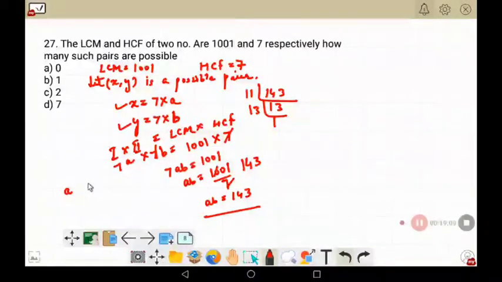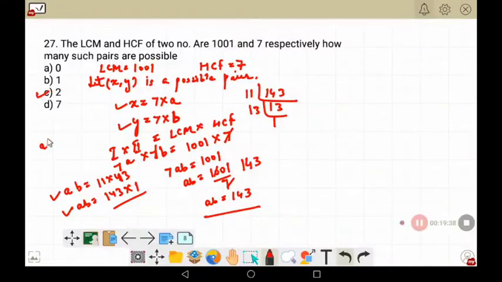Now the possible products of 143 are 11 into 13, and the next one is 143 into 1. So how many possible pairs did we get? That is 2. 11 comma 13, and the second one is a comma b equals 143 comma 1, or it may be 1 comma 143. Okay, so 2 is the possible answer. There are two pairs which are possible, so C is the answer, that is 2.